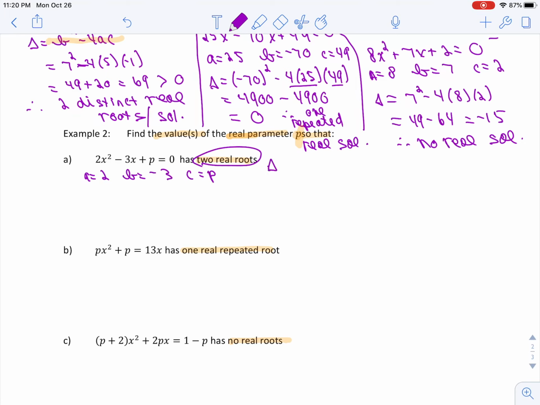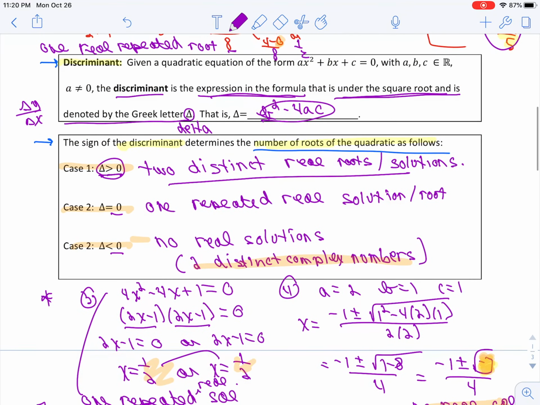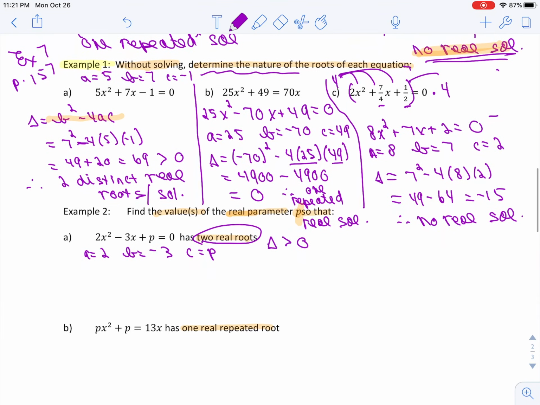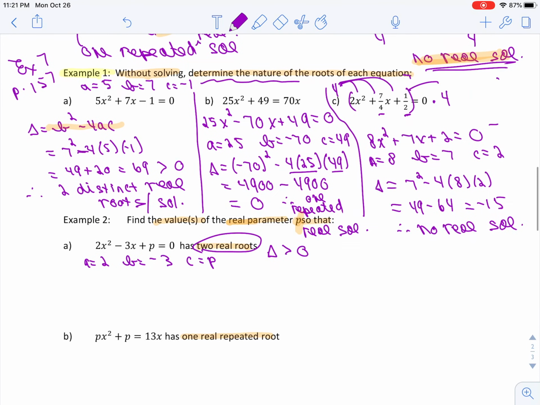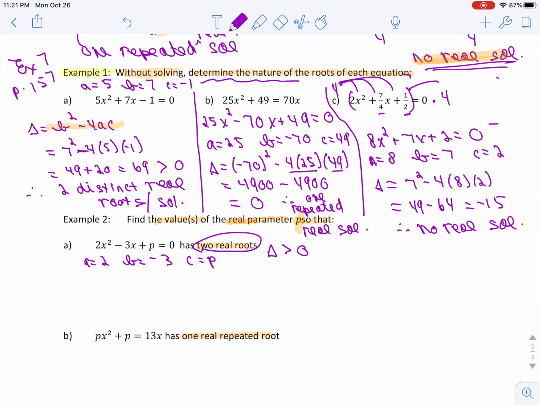So if we wanted to have two real roots, remember all that means is that the discriminant has to be greater than 0. That's going back to this right here. Two distinct real roots, discriminant is greater than 0. Actually, since it doesn't say that they have to be distinct, it just says two real roots, it could be that they are not distinct, and so that means that it could be that the discriminant is also equal to 0. So I'm going to go ahead and put that in there. Now, if it said two distinct real roots, then we would just have to say greater than 0. But I'm going to leave it as greater than or equal to.